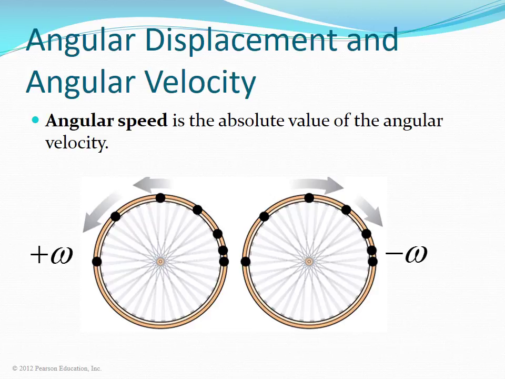Angular speed is the absolute value of the angular velocity. Angular velocity has a direction. The wheel on the left is turning counterclockwise. We call that a positive angular velocity. The wheel on the right is rotating clockwise. That is a negative angular velocity. They have the same angular speeds, but opposite angular velocities.